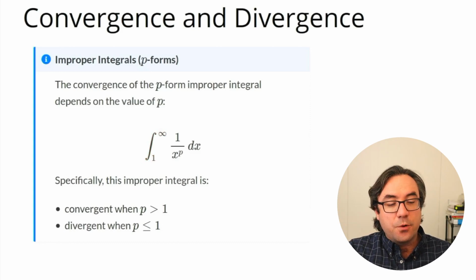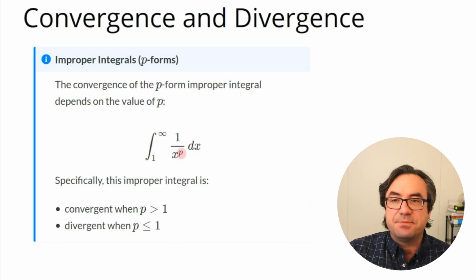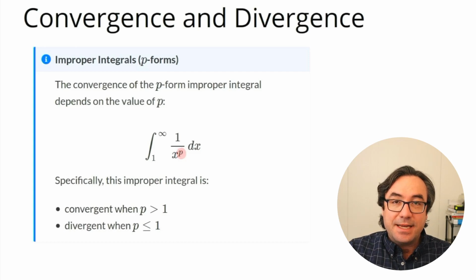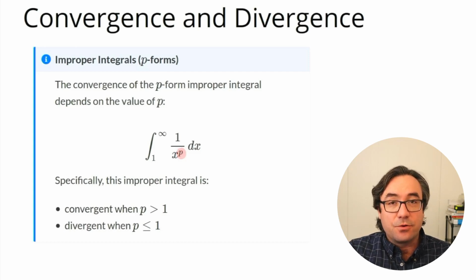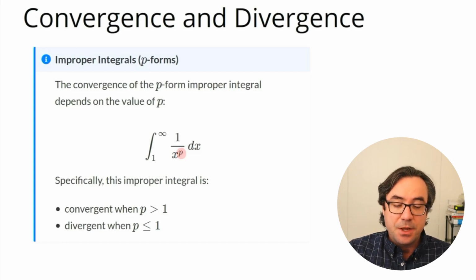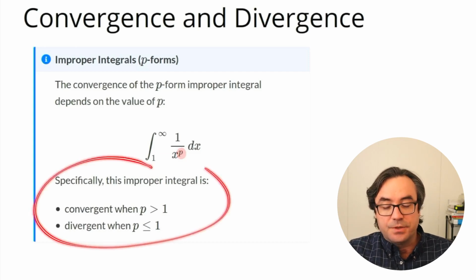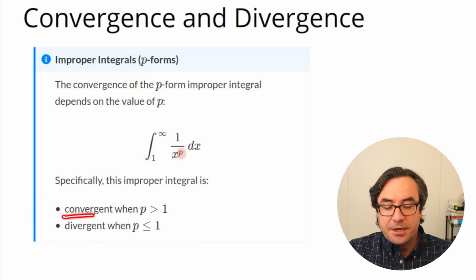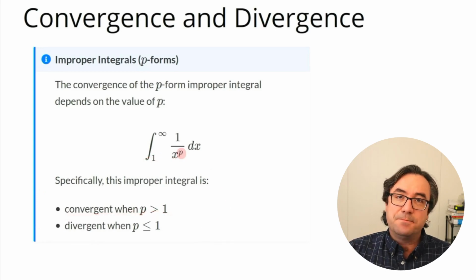And we're going to be focused on what this exponent actually is. So depending on this exponent, p, that tells us when our improper integral converges and when it diverges. So we're actually going to prove this result. We're going to actually calculate our improper integral over a few different cases. So it converges when p is greater than 1. And then it diverges when p is less than or equal to 1.